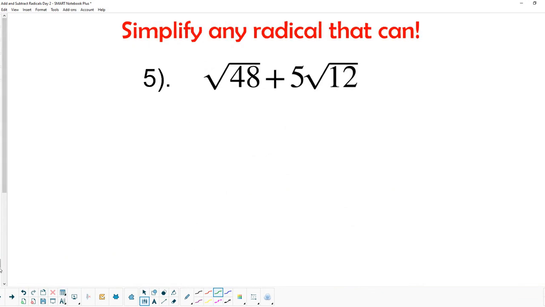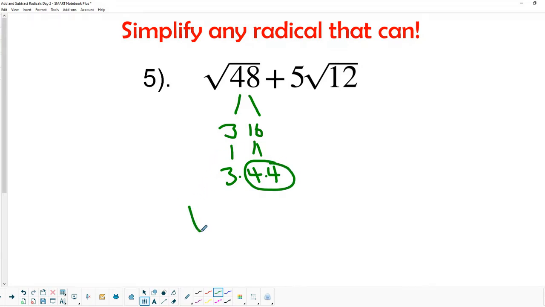All right, I think we got one or two more here. 48, that one breaks down into 3 times 16. I like that one. Which in turn breaks down into 3 times 4 times 4. All right, so I notice I've got a couple of 4s. One of those will come out front, which will leave me 4 out there and a 3 left inside.